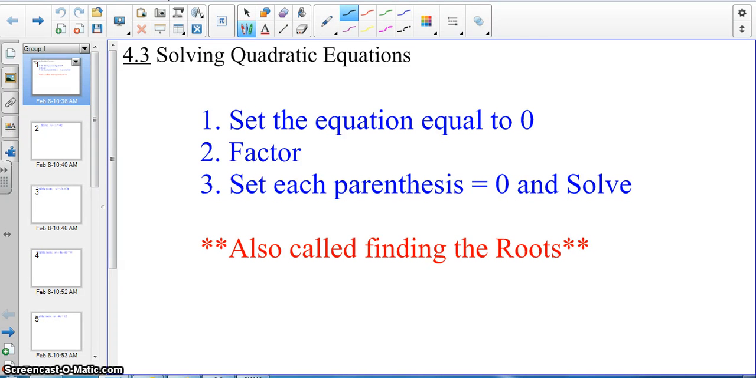Today we're going to extend on the stuff that we went over yesterday with factoring quadratics. Today we're actually going to solve those quadratics. When we solve them, we have to make sure that we get all of our factors on one side of the equal sign so that it's set equal to 0. Then we're going to factor it, just like we did yesterday. We have to factor each quadratic. Once we get from there, we actually set those factors equal to 0 and then solve each one. This is also called finding the roots.